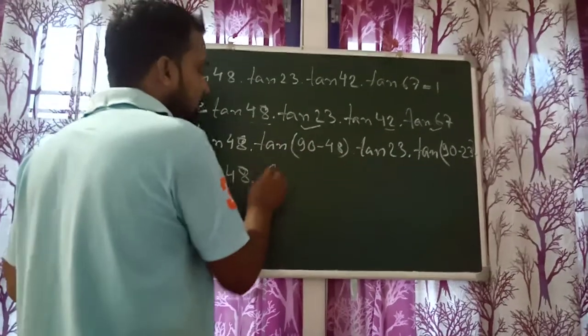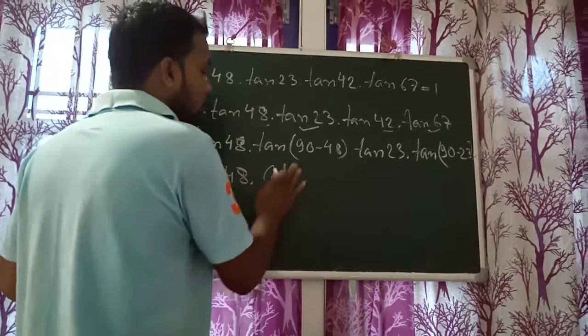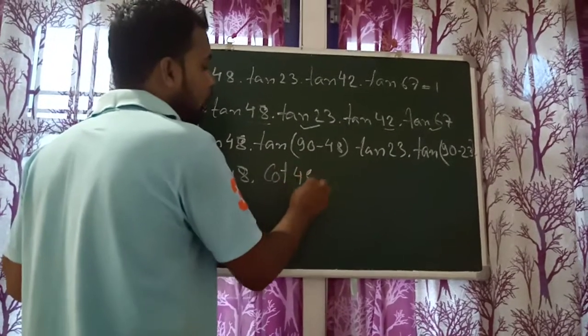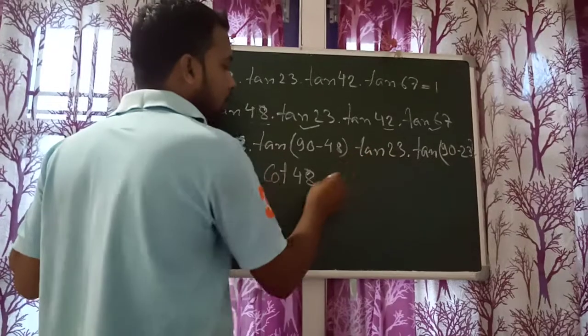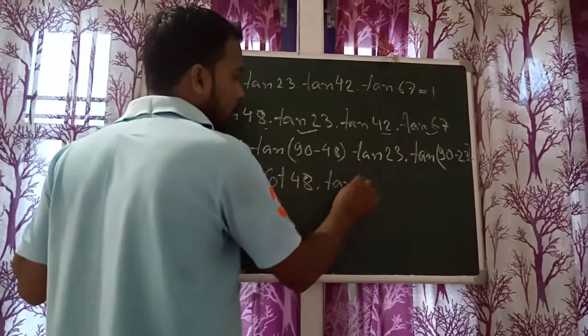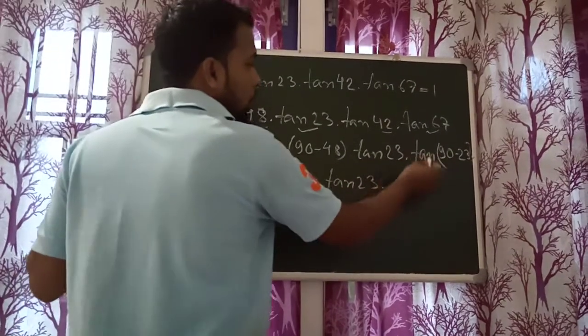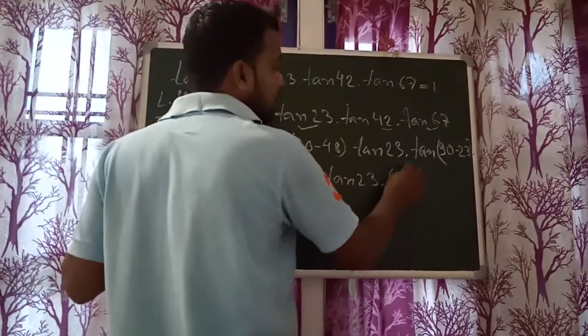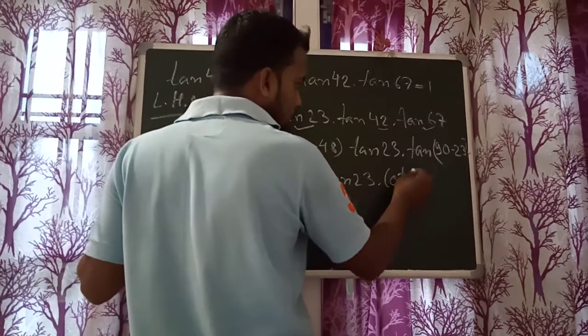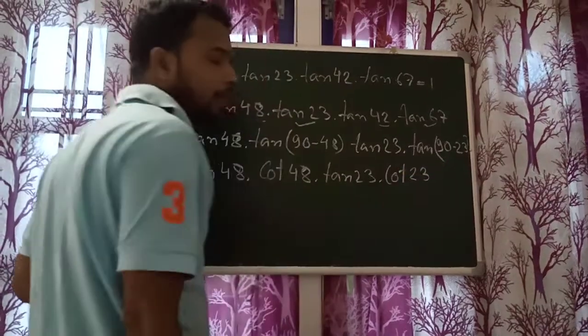tan of 90 minus theta is equal cot theta. Cot theta, in place of theta there is 48. Put 48. Then tan 23 into tan of 90 minus theta is again equal cot theta. Theta is equal 23. That's why I am writing 23.